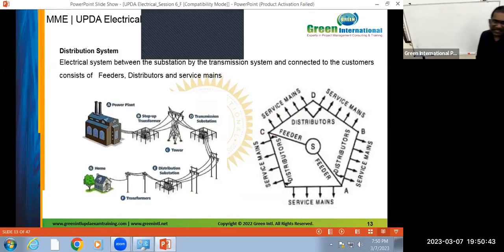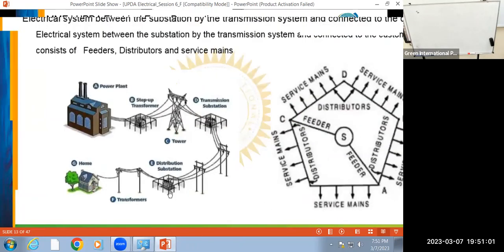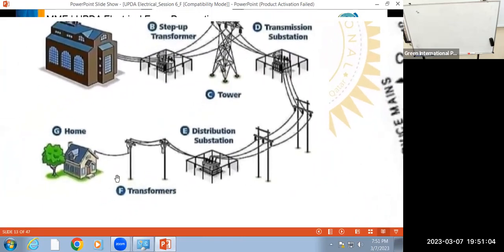The distribution systems have three different parts. So distribution, that is... So see the diagram. In the diagram, we have a pole and we have a small wire between the pole and the first tower. That wire we call a service main.